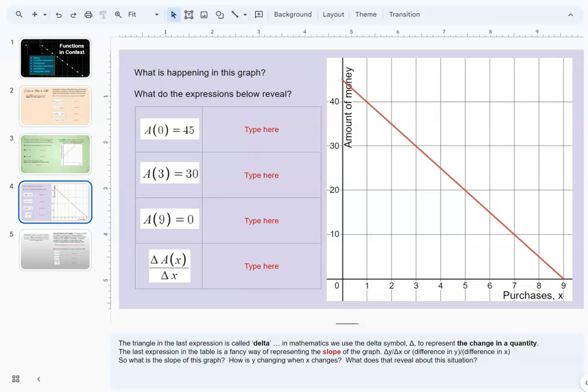Well, here we have a graph, and they're to tell me some things about it, what is happening. So we may talk about it as a whole class. I may have teams volunteer.